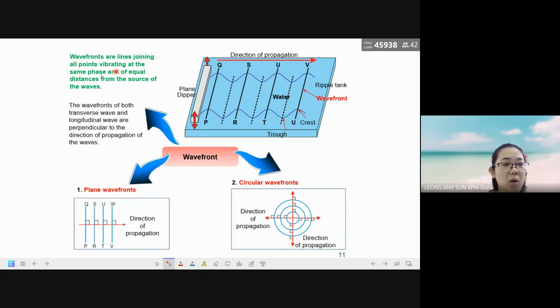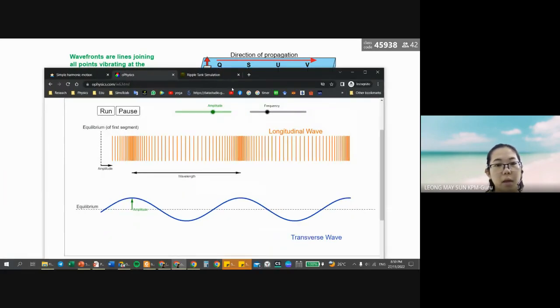Wavefronts are lines joining all the points vibrating at the same phase and equal distance from the source. The wavefronts of both transverse wave and longitudinal wave are perpendicular to the direction of the propagation of wave. So what does it mean? It means that this wavefront, this is the source of the vibration for a longitudinal wave.